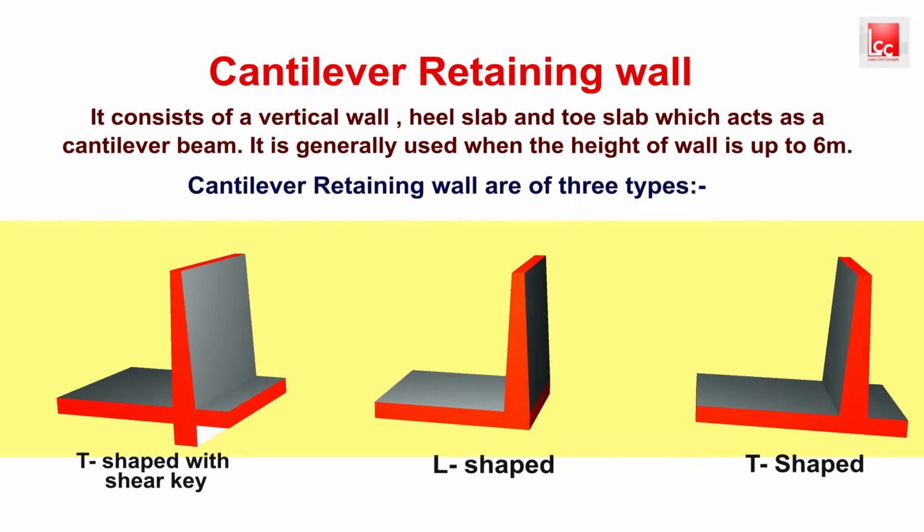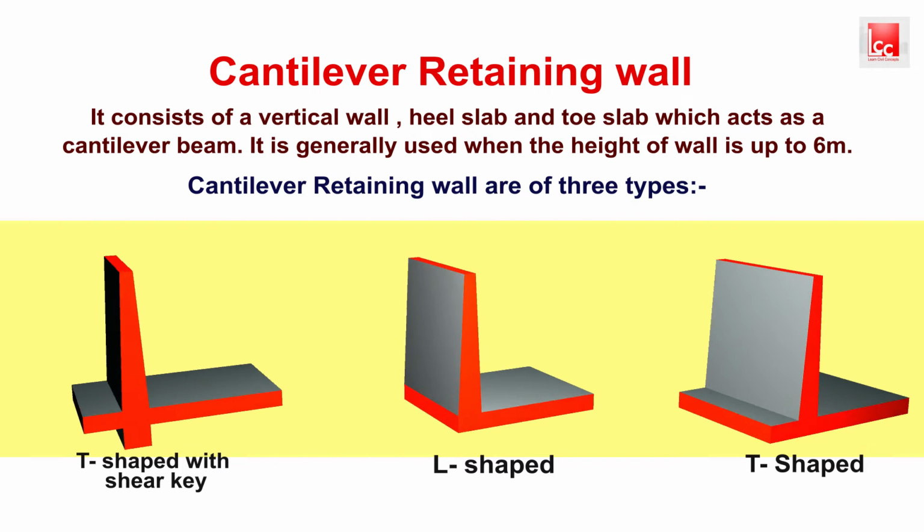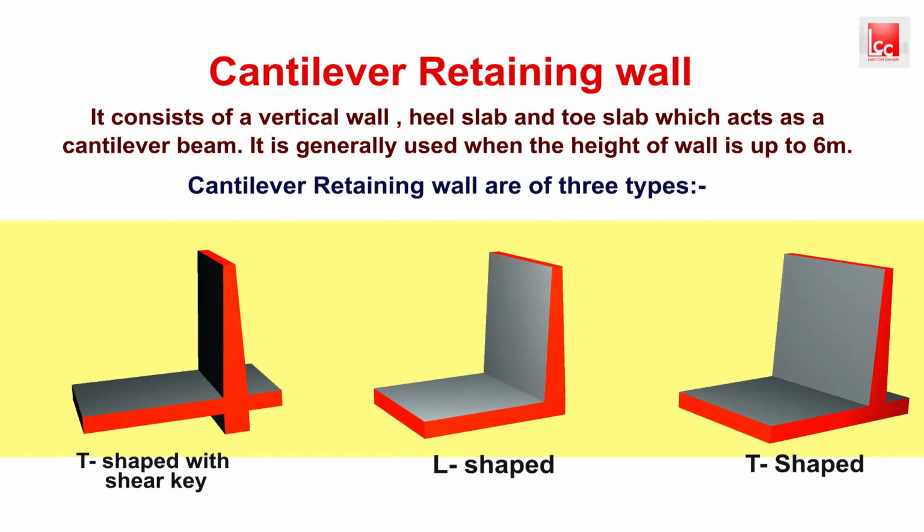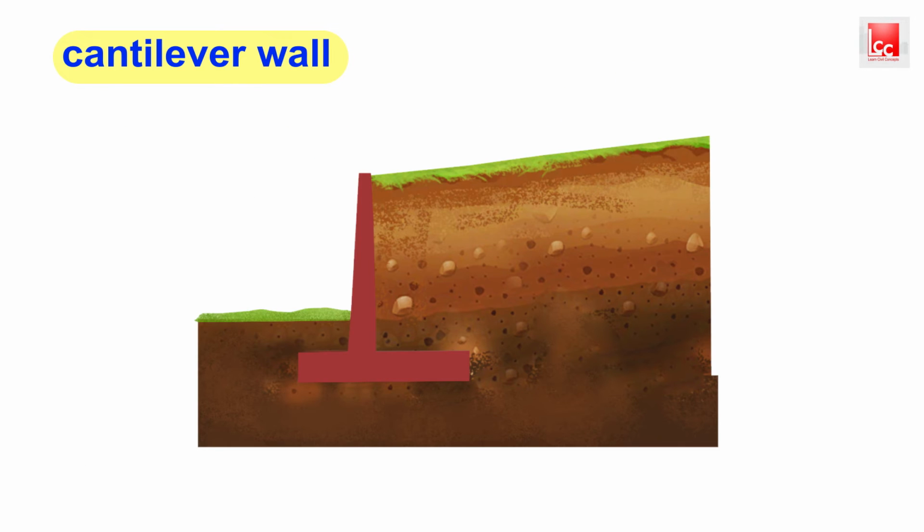As per the shape, as you can see in the model, these are of three types: T-shaped with shear key, L-shaped and T-shape. Cantilever retaining wall is the most common retaining structure. The three components, its stem, toe and heel, act as one-way cantilever slab. The stem acts as a vertical cantilever under lateral earth pressure. The heel acts as a vertical cantilever under the action of net weight of the retained earth. The toe acts as a cantilever under the action of net soil pressure.